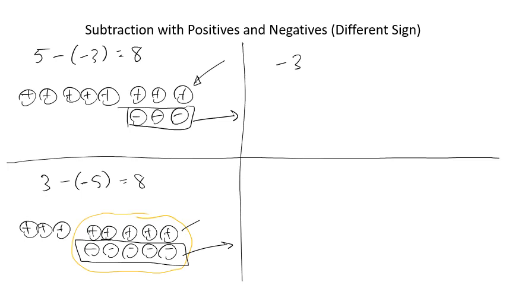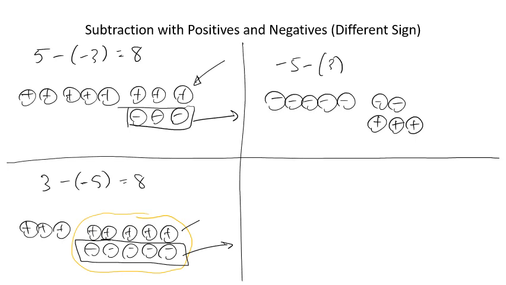Negative, we'll keep it like this, negative 5 minus positive 3 is going to be the same as this model on the left, but we're just going to flip the signs. We've got 1, 2, 3, 4, 5. I need to remove 3 positives. So I'm going to put in, again, this 0 pair here. I'm going to put in these zeros. And so now this lets me remove the 3 positives. And so what's left? 8 negatives.